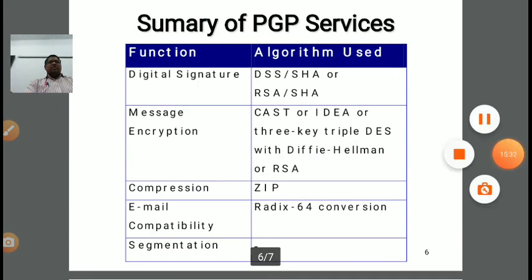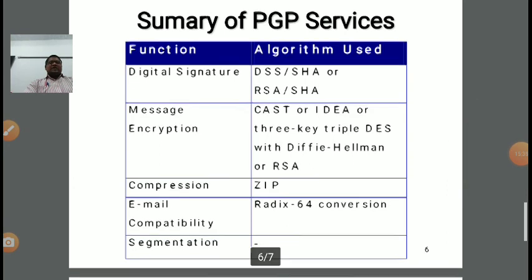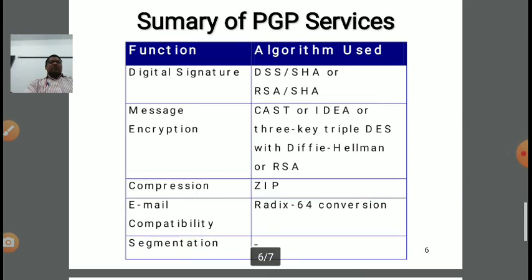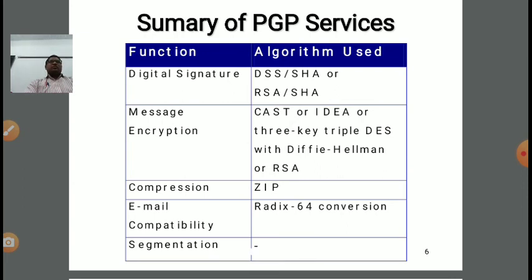So that's all for this particular lecture. In the next lecture we will focus on the MIME protocol, and how to use it for implementing email security. Before concluding this lecture, I conclude again that for ensuring email security, generally the best protocol is PGP. In PGP, various services are used, like digital signature, message encryption, message compression, email compatibility, and segmentation.